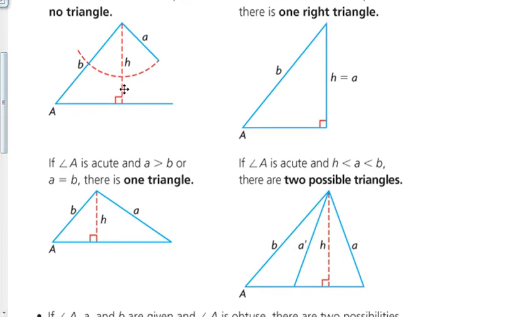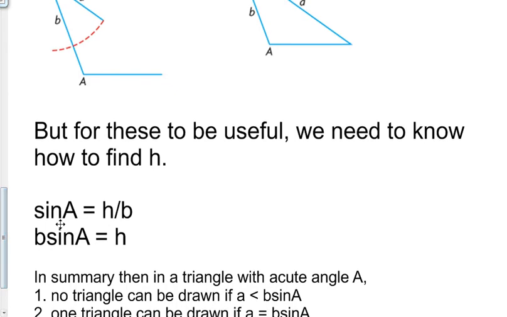Well, if you look back up here, H is actually equal to... sine A is equal to H divided by B. How do I know? Because sine is opposite over hypotenuse. So then B sine A is equal to H.